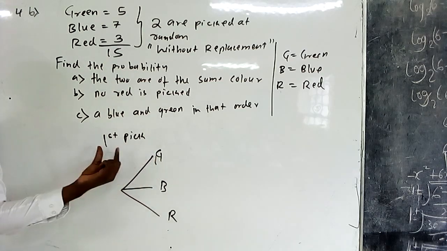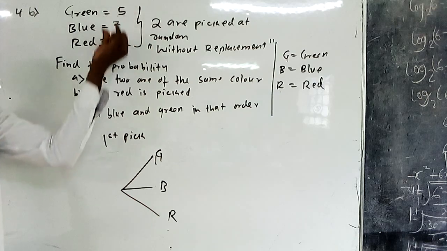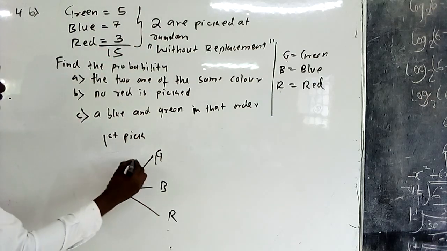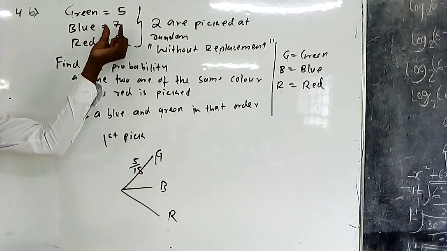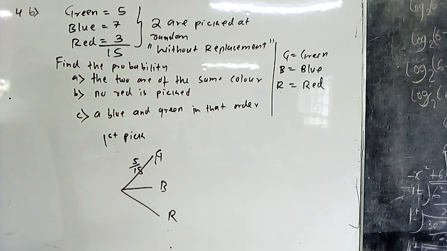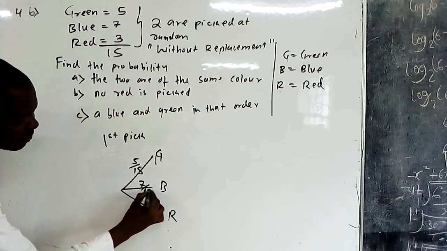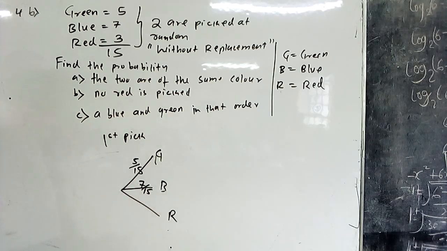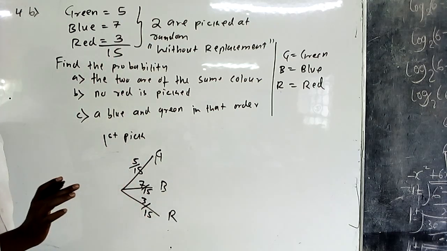So for this artist to pick a green is 5 out of 15. Then picking a blue is 7 out of 15, isn't it? Is that okay? Yes. Then picking a red is 3 out of 15. Then we are done with the first pick, isn't it? We go to the second pick.